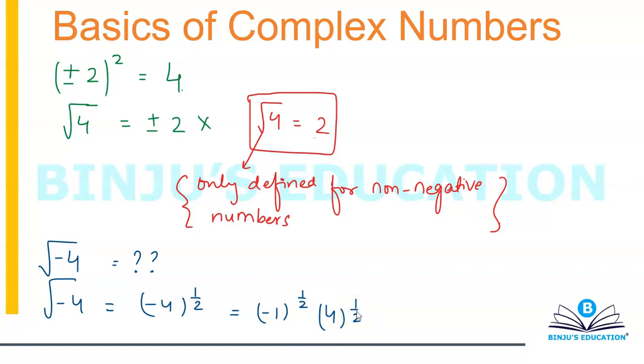I'll simply use the basics of exponents. Negative 4 to the power half can be written as negative 1 to the power half into 4 to the power half. Now, this 4 to the power half is quite simple to solve. This will simply be equal to 2. We all know this. This negative 1 to the power half was the problem. How can we solve this? What is the real value of negative 1 to the power half?